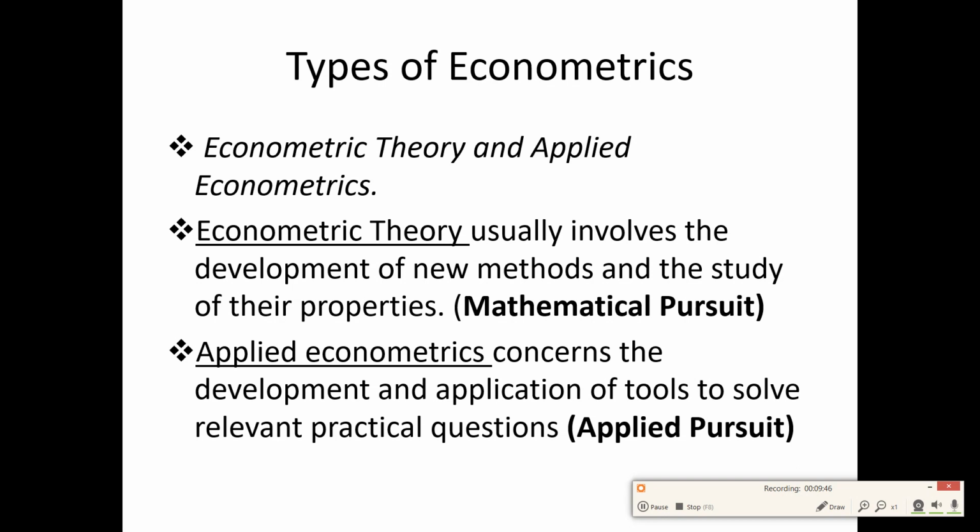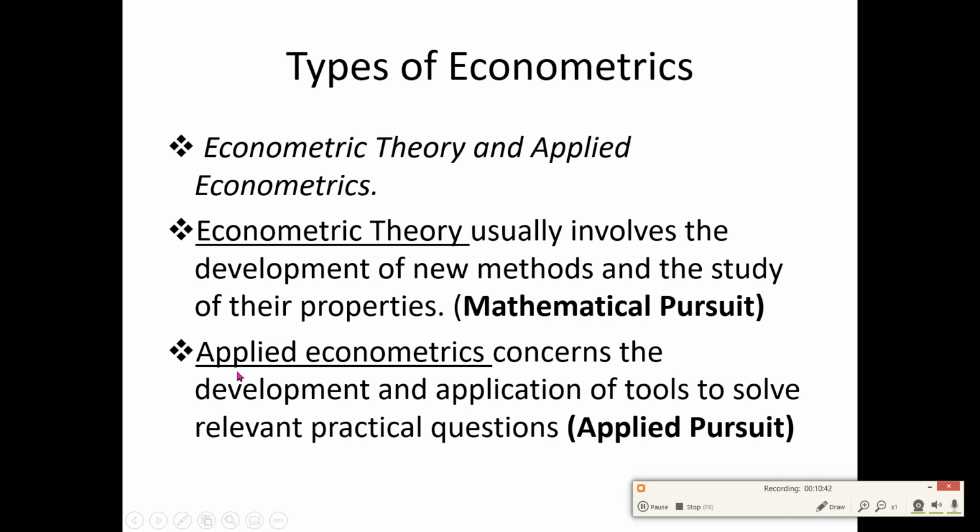Okay, so we have two basic types of econometrics: econometric theory and applied econometrics. It's very simple: econometric theory is basically concerned with developing new types of mathematical approaches to propose different models, right? In simple words, if I am trying to propose a new formula to explain some economic theory, that is econometric theory. So that falls in the domain of econometric theory.